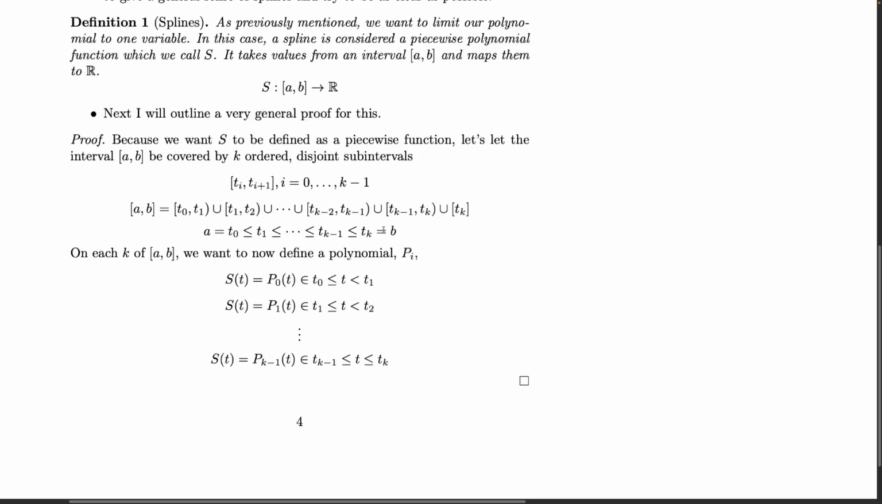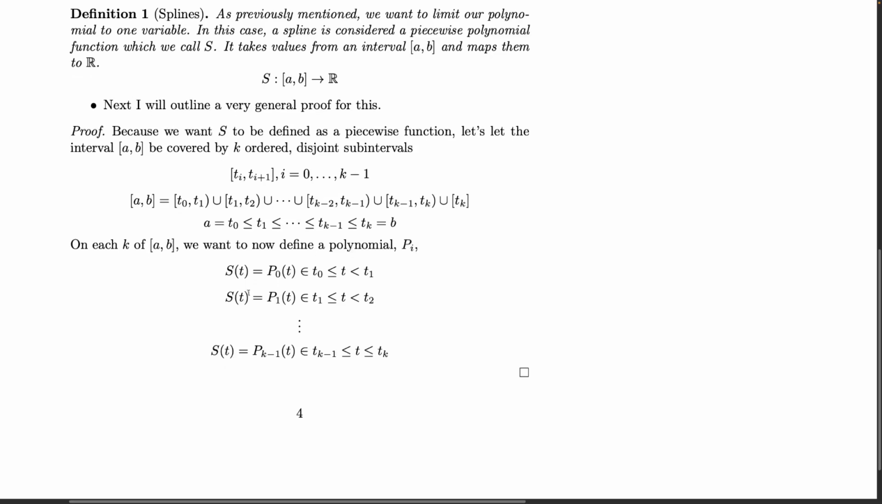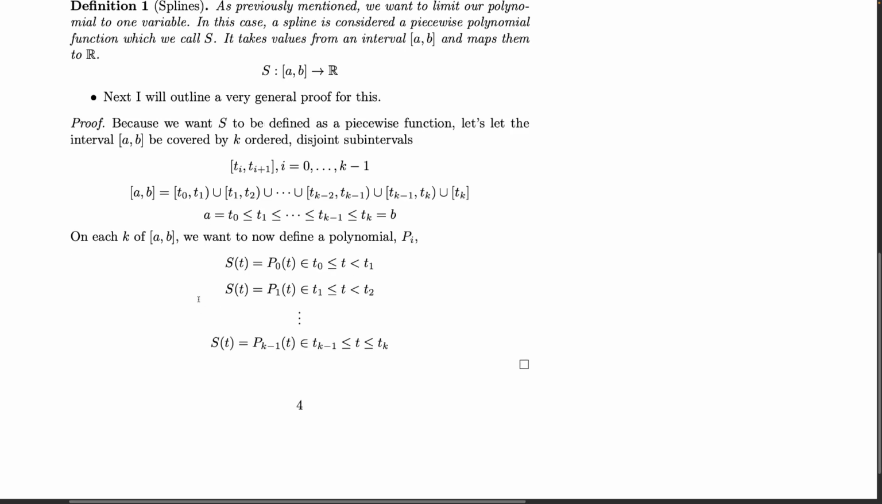And we can also say that's equal to b. There is such a thing as what we call the A and B vector, but I'm not going to talk about that here. So that is to say that on each k subinterval of the interval a to b, we now want to define some polynomial p sub i, and this will be our piecewise polynomial.